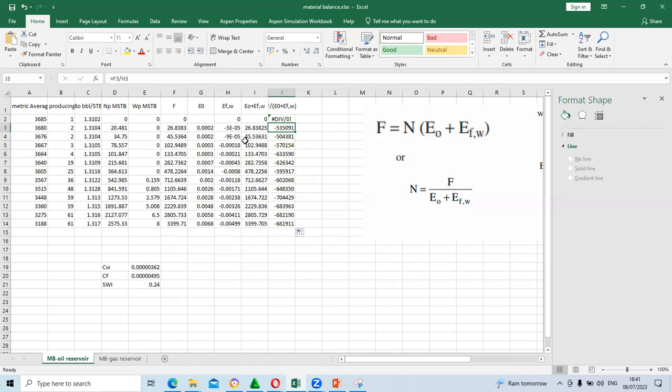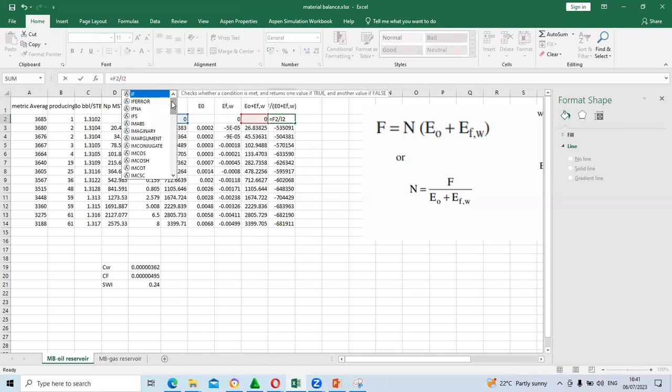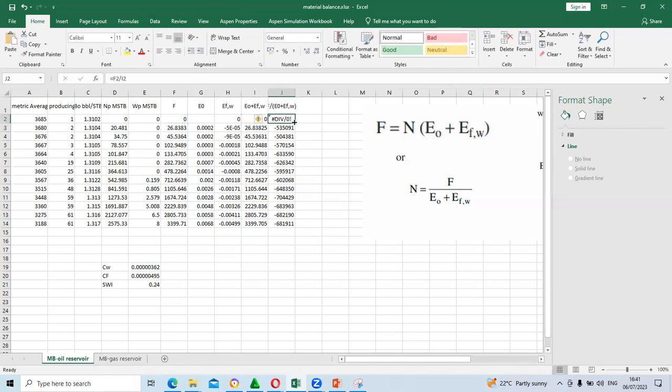Oh yeah, I made a mistake. I took H for this one. So I'll change it in the formula there. It is I, not H. So I'll put I there. All right. Okay, so that's what we have. So I'll just put my 0 there.